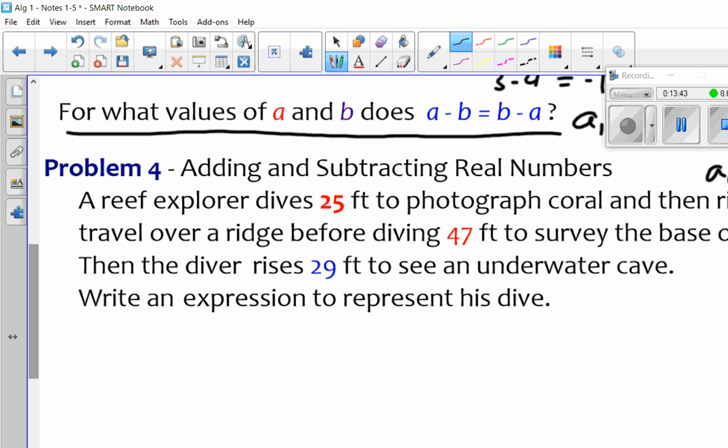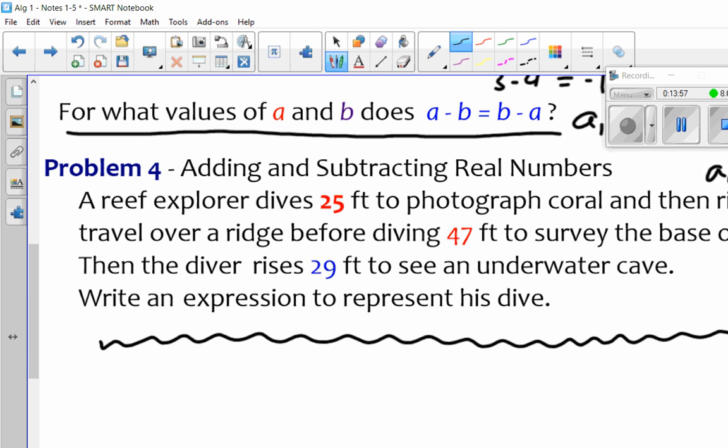We don't know if this is a lake or the ocean. I'm going to say it's probably the ocean because there's coral in a reef. I don't know of a lake that has that. So let's just do this. Humor me. We're going to draw the water because obviously the diver had to start maybe out of a boat or off of a pier or something. And let's do this. So the diver's going to dive 25 feet.